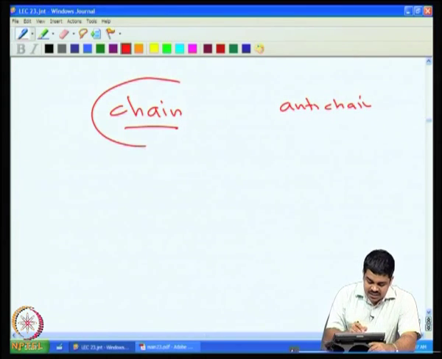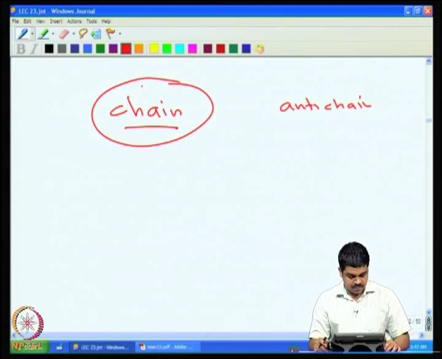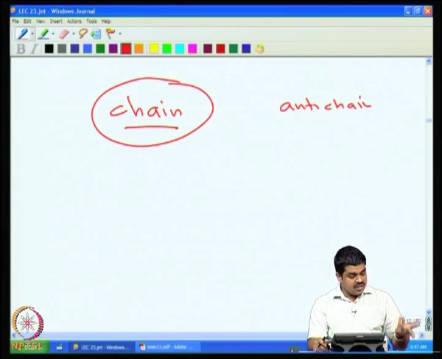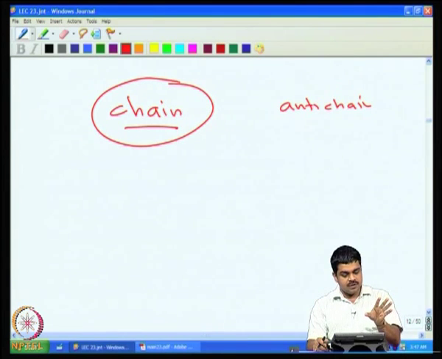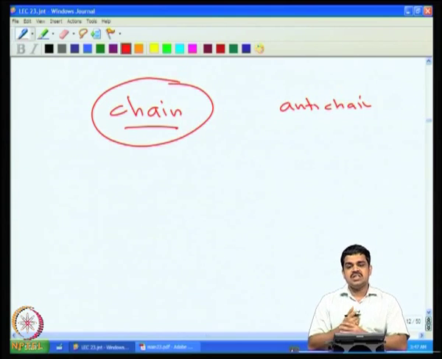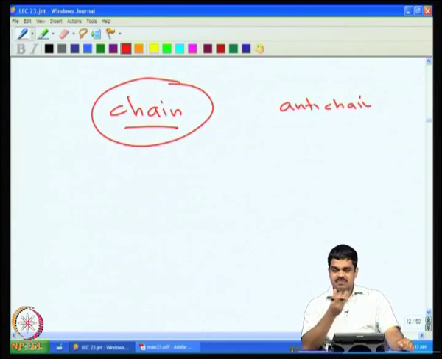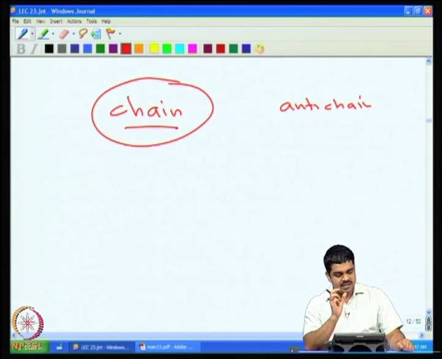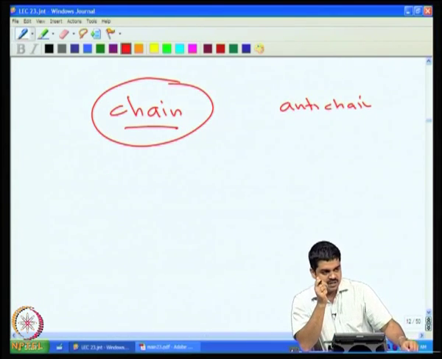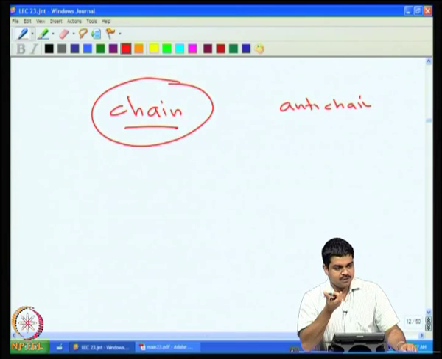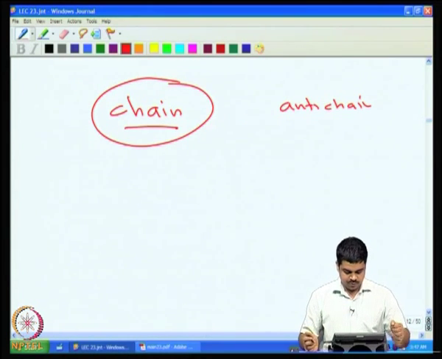So, essentially a chain of a partial order corresponds to a clique in the comparability graph, and similarly a clique in the comparability graph corresponds to a chain in the corresponding partial order. It is very obvious, because a chain means everything is related to each other, every pair is part of the relation, therefore those edges will be there. So, that will become a clique.